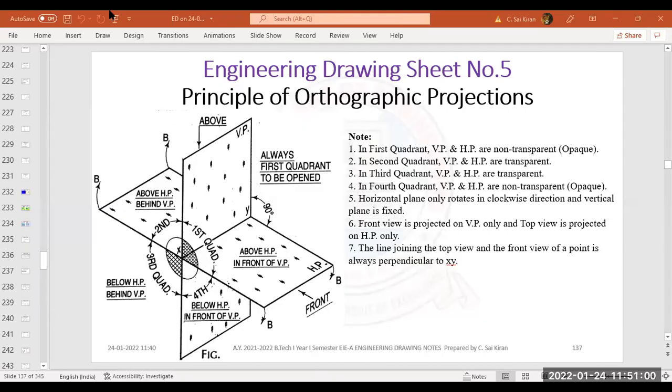Everyone watch this video once. So what happens is, this is my horizontal plane, and this is my vertical plane. If the plane is vertical, it is called vertical plane. If the plane is horizontal, it is called horizontal plane.